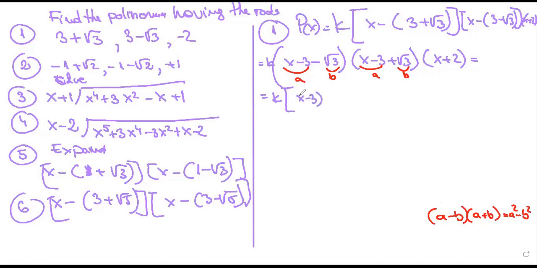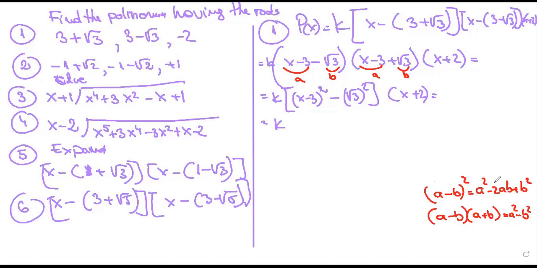So it's k times x minus 3 square minus square root of 3 square, which is 3, and x plus 2 equals k x minus 3 square. So let me give you the formula. A minus b square equals a square minus 2ab plus b square. Do you remember this formula? Of course. Good.